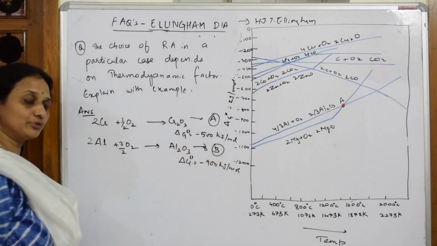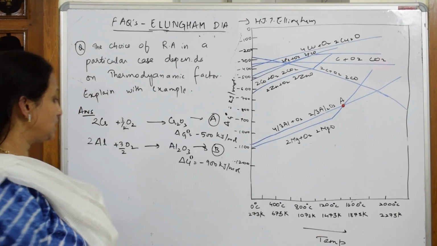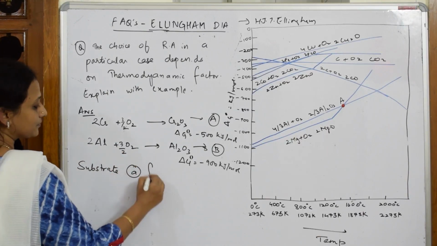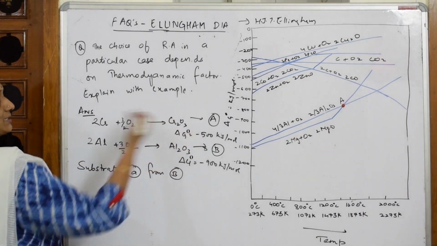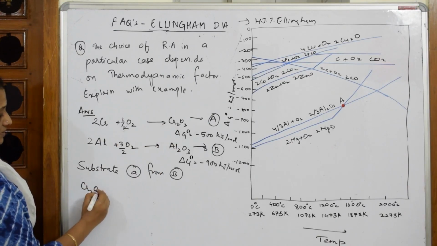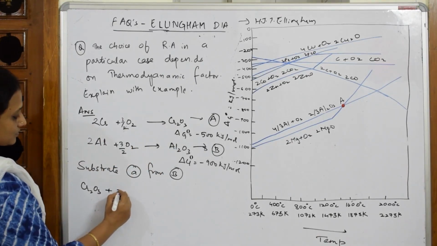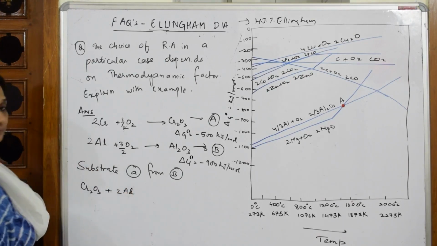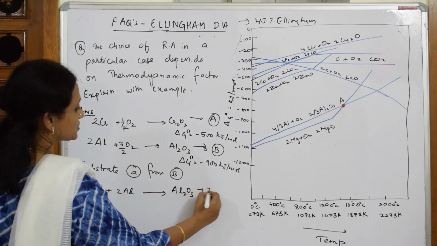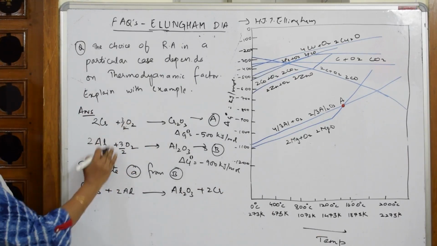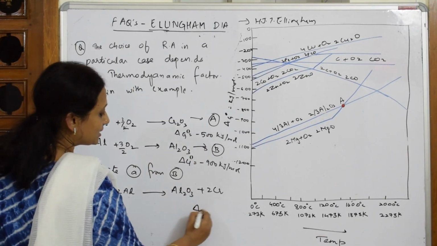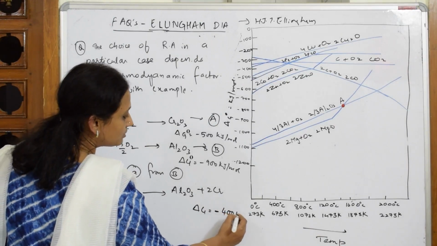Now I have to know, using this example, whether the reaction is feasible or not. What am I going to do? I have to calculate the delta G value, so I subtract A from B. I'm going to subtract this whole equation from B. What do I get when I subtract? I get reactants on this side: Cr2O3 plus 2Al gives me Al2O3 plus 2Cr. That is what we have got, this minus this. When I subtract this value and this value, delta G is equal to minus 400 kilojoules per mole.